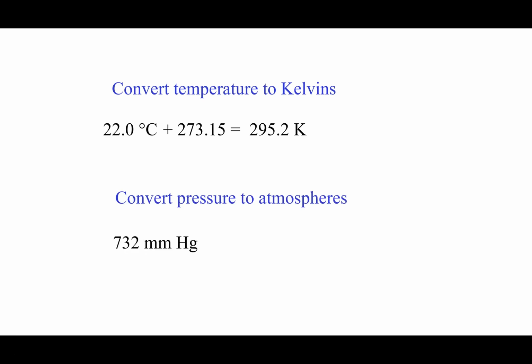We were given it in millimeters of mercury, and we recognize that 1 atmosphere, which is what we're trying to get to, is equal to 760 millimeters of mercury. So if we do it this way, millimeters of mercury cancel, and we're left with units of atmospheres. This is an exact relationship, so no uncertainty is brought in, and we're allowed 3 sig figs. So you're looking at 0.963 atmospheres.